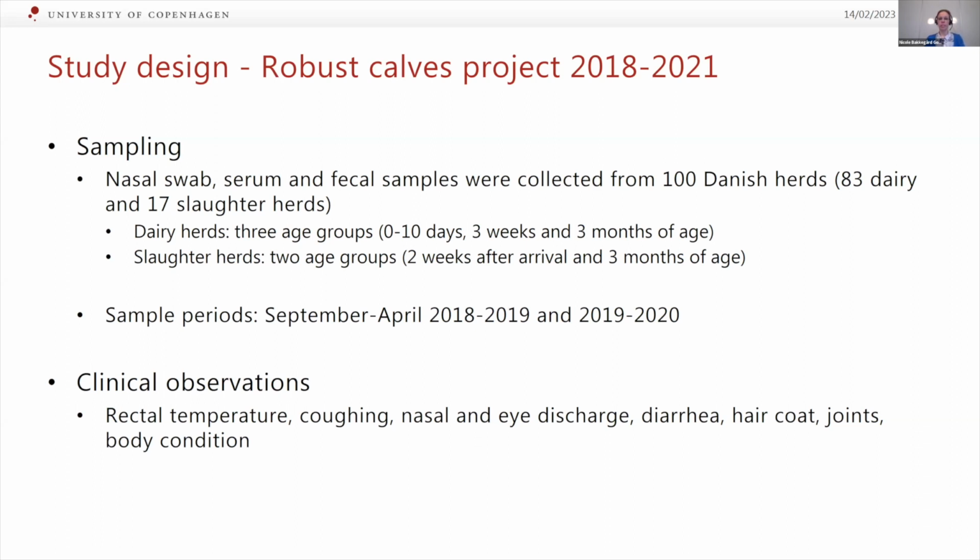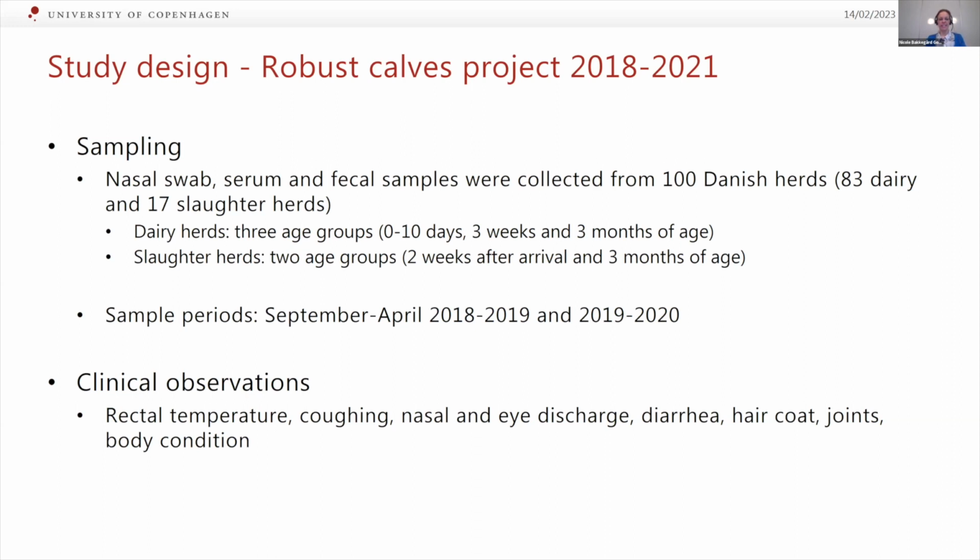And this project was running in Denmark in 2018 and until 2021. And in this study, samples were collected from 100 Danish herds, where 83 of them were dairy herds and 17 were slaughter herds. And within the dairy herds, 3 different age groups were sampled, while in the slaughter herds, 2 different age groups were sampled. And the samples were collected in 2 periods, namely in September to April in 2018 and until 2019, and again in the same months 1 year after.